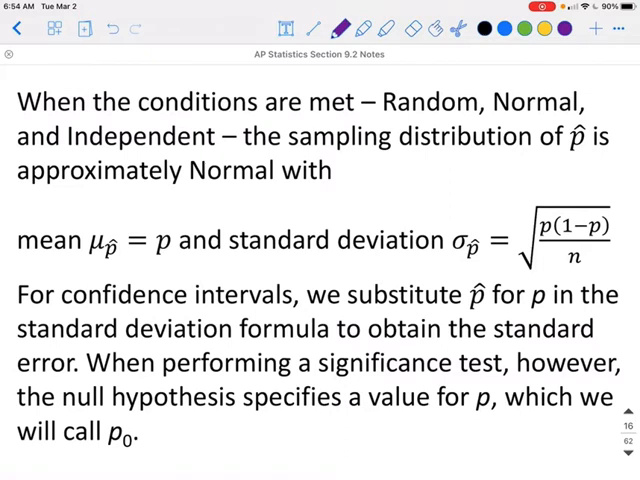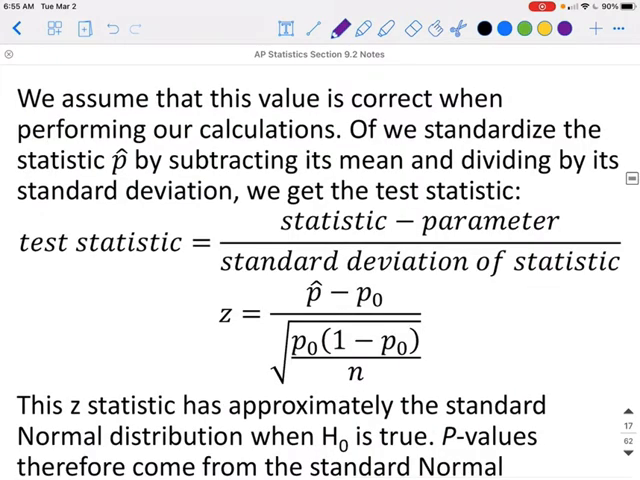So when the conditions are met, remember your conditions are random, normal, and independent, the sampling distribution of p hat is approximately normal with a mean of p and a standard deviation that is given. For confidence intervals, we substitute the p hat for p in the standard deviation formula to obtain the standard error. When performing a significance test, however, the null hypothesis specifies a value for p, which we will call p sub 0. So we assume that this value is correct for performing our calculations.